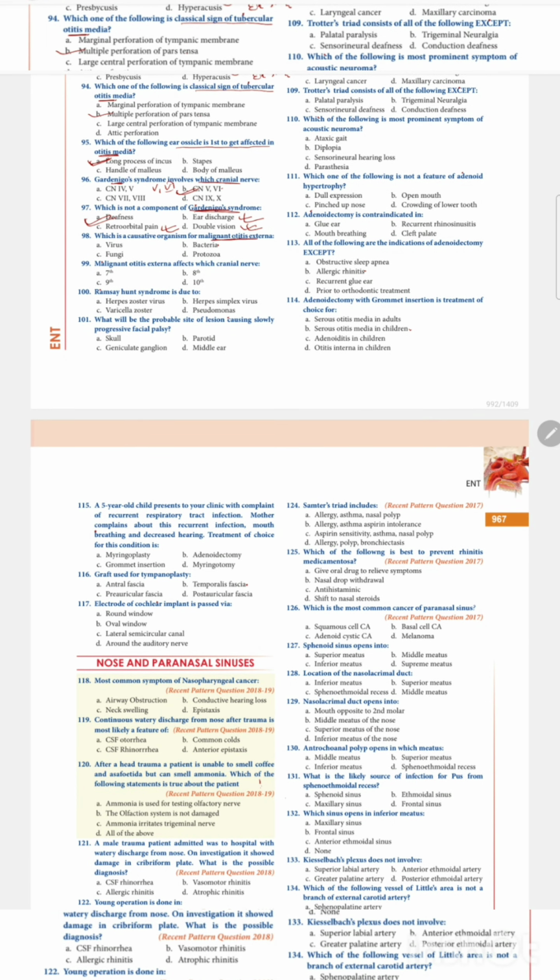Malignant otitis externa: the causative organism is bacteria, and the cranial nerve affected is the 7th cranial nerve. Ramsay Hunt syndrome is due to herpes zoster virus. What will be the probable site of lesion causing slowly progressive facial palsy? The geniculate ganglion.